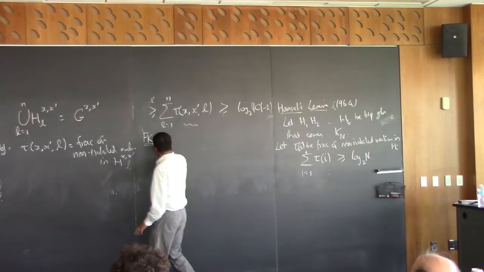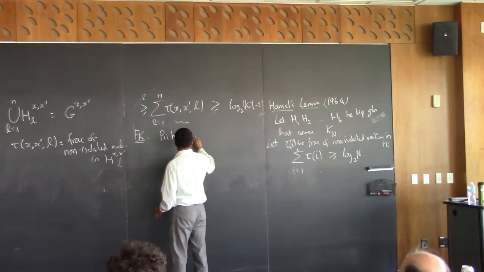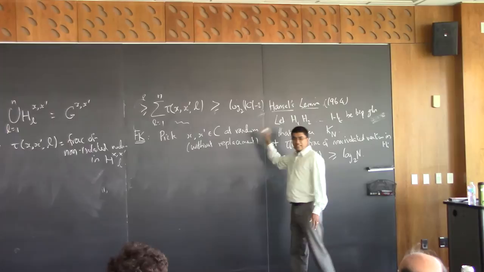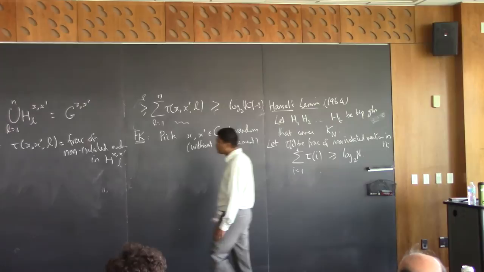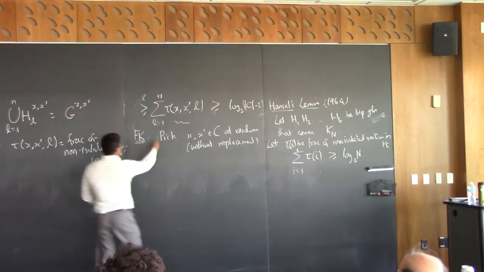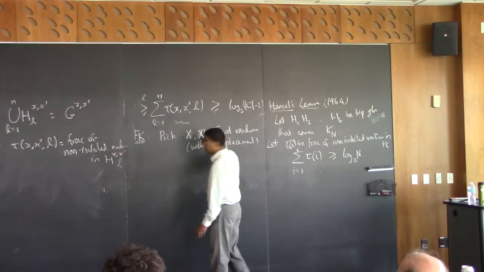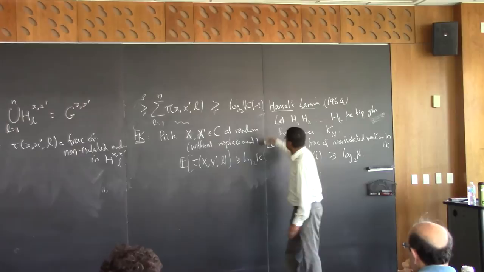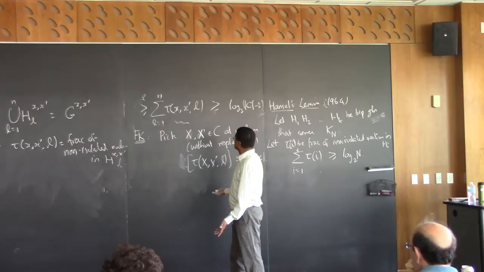But let me first say what Fredman Komlos did, which is perhaps a very simple thing you can do, which is pick x and x prime at random. Obviously you have to do it without replacement, but C is a big enough guy that let's just pretend you do it with replacement. It's not going to change that. Now I can take expectations. Let me call these capital X and X prime because these are random variables. By virtue of the same thing, the summation of the expectation of tau X X prime L is at least log 2 of C. Let me forget the minus 2. And let me take the expectation in, which I'm allowed to do.